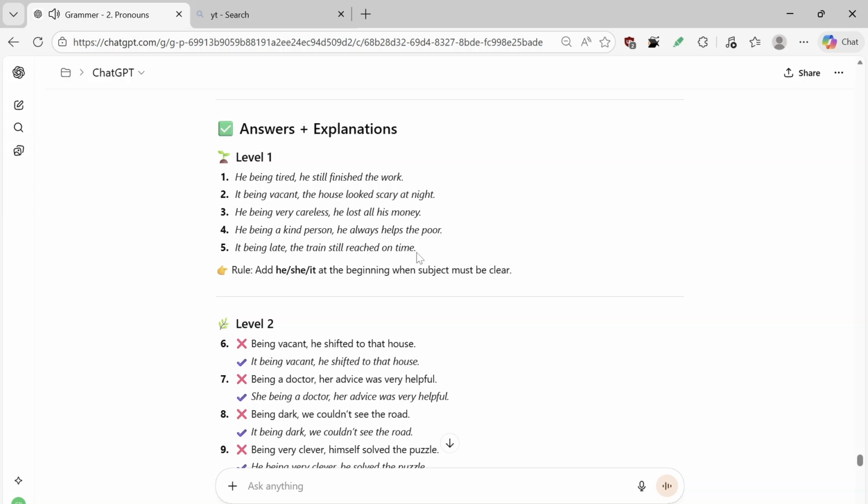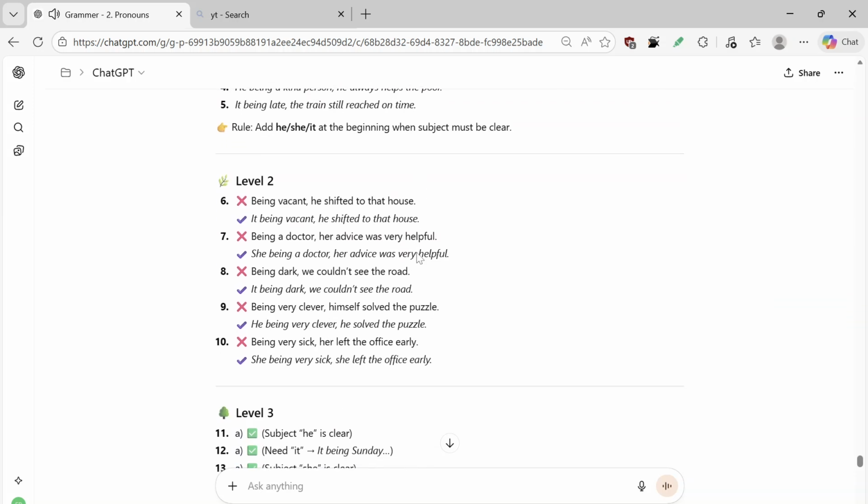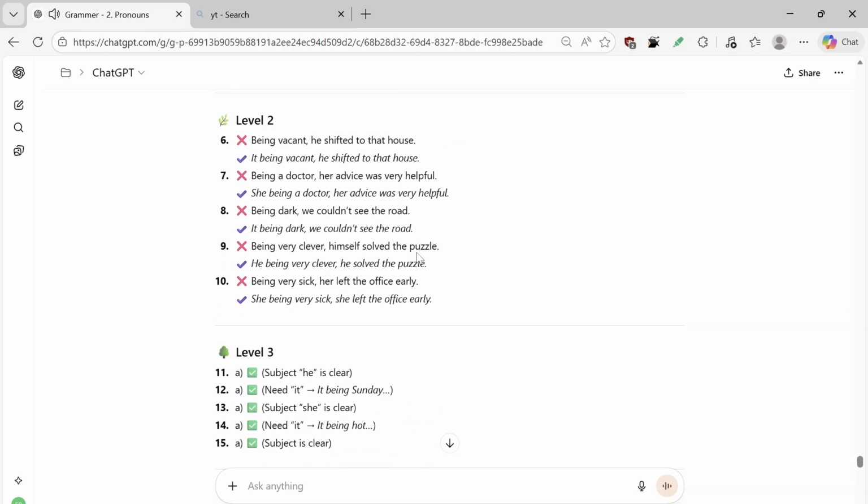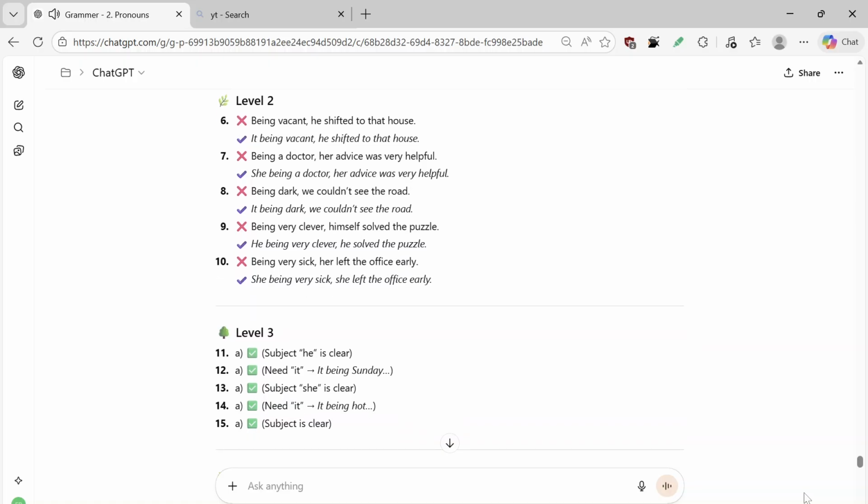Level 2. 6. Being vacant, he shifted to that house. It being vacant, he shifted to that house. 7. Being a doctor, her advice was very helpful. She being a doctor, her advice was very helpful. 8. Being dark, we couldn't see the road. It being dark, we couldn't see the road. 9. Being very clever, himself solved the puzzle. He being very clever, he solved the puzzle. 10. Being very sick, her left the office early. She being very sick, she left the office early.